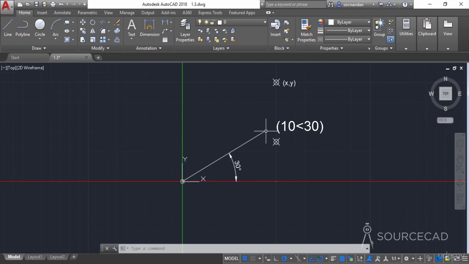So now we can represent this endpoint in terms of polar coordinates using this coordinate value, and we'll learn about this later on in this complete course.